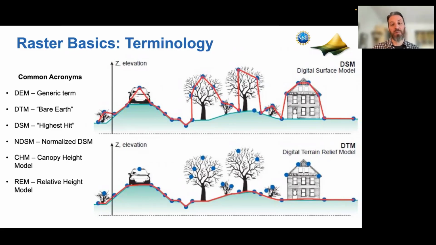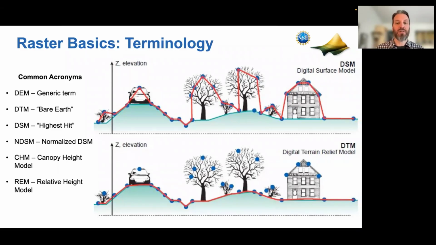The second most common term you probably see is a DSM, digital surface model. That's often referred to as a highest hit model because with LiDAR, it's taking the highest hit. With structure from motion or any kind of model that's created from imagery, it's creating a DSM by default because, as you can imagine, when you're taking imagery, you're seeing the tops of everything. You're not penetrating into the trees.